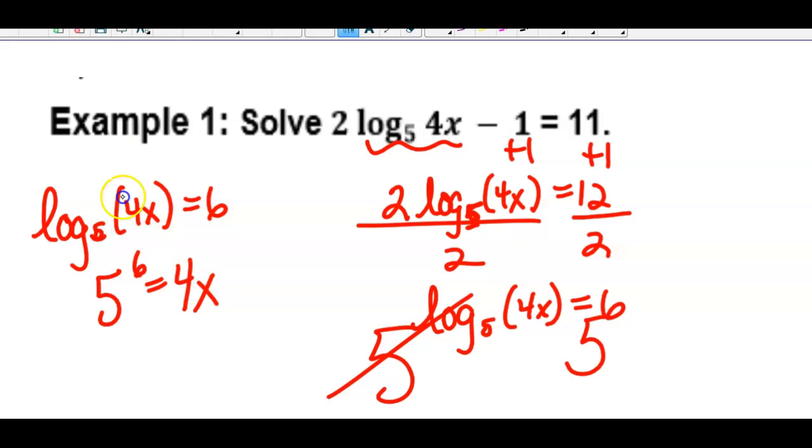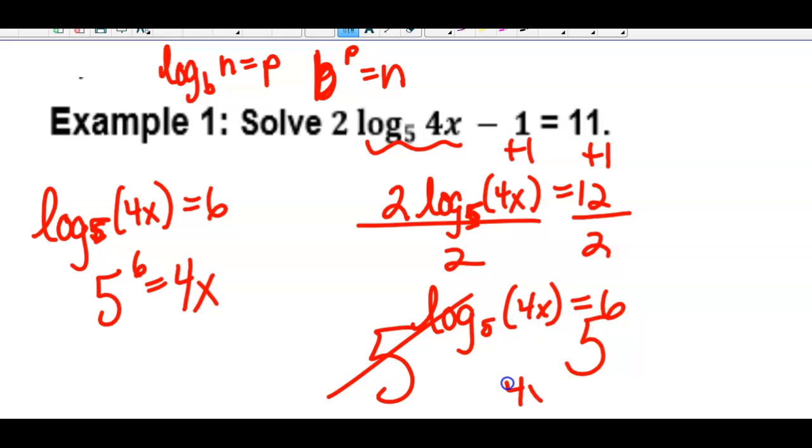I just rewrite it using, remember from our video, log base b of a number n equals the power p means b to the p equals n. So I just rewrite this. But you can also think of it like this. You still get 4x equals 5 to the 6th.